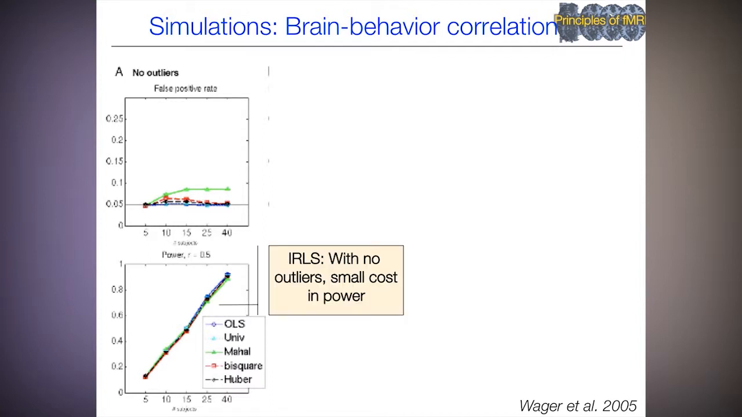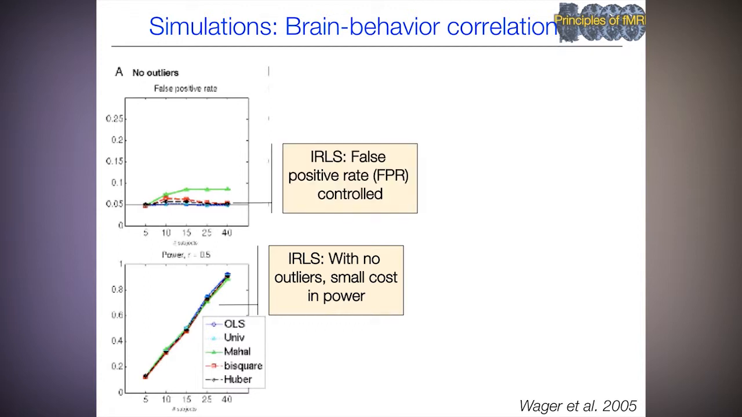So let's look at the power curve first. The IRLS solution, with no outliers, has a very small cost in power. The line is below the other lines, but there's a very small cost. And what we're comparing it to here is, in blue, the ordinary least squares solution. In the light blue line, univariate outlier dropping. The green line, multivariate outlier removal with Mahalanobis distance. The red line and black line are both robust regression, IRLS algorithms with different weighting functions, the bi-square and the Huber weighting functions. So what we see is a very small cost in power, but not really much of a problem.